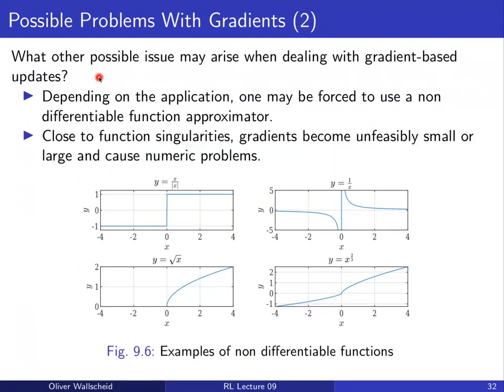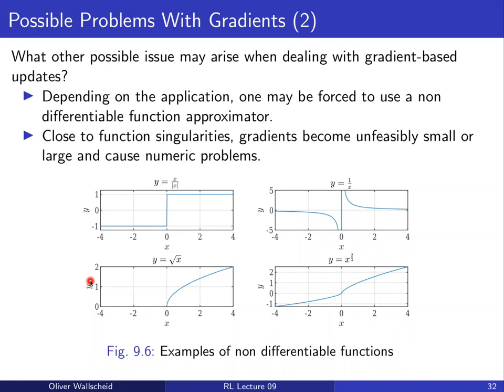The second possible problem with gradient-based updates is that, depending again on the application, it's not a general statement, we might be forced to use function approximators which partly consist of non-differentiable functions. A couple of examples are shown here, for example in figure 9.6. And due to the singularities which are part of these functions, the calculations of the gradient become unfeasible and can cause heavy numerical problems in the overall gradient-based update steps.